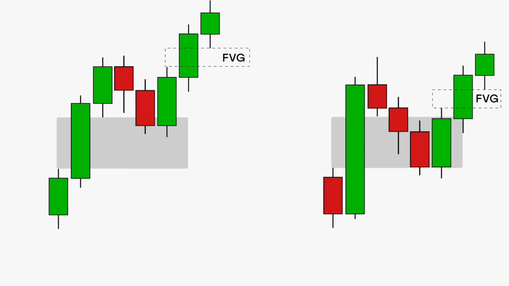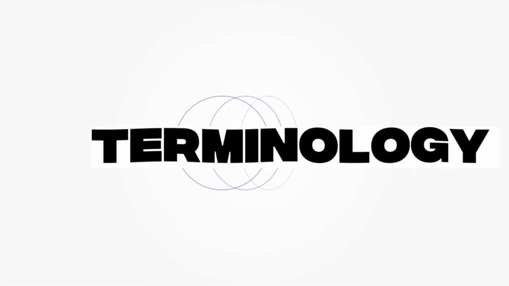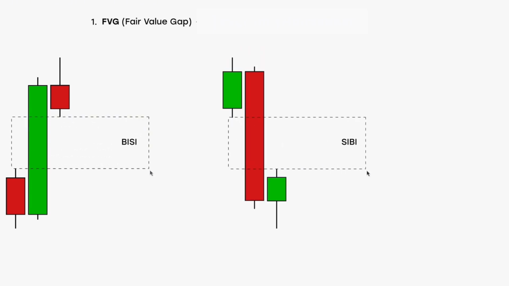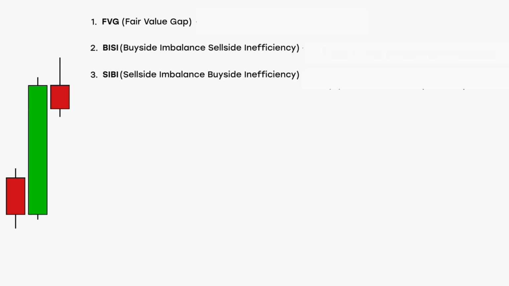To avoid confusion as we continue with the video, let's briefly go over the main terms. Imbalance is usually denoted by the abbreviation FVG, which stands for fair value gap. To specify the type of imbalance, the abbreviations BISI and SIBI are used. BISI stands for bullish imbalance and SIBI stands for bearish. Imbalance is also often referred to as price inefficiency.